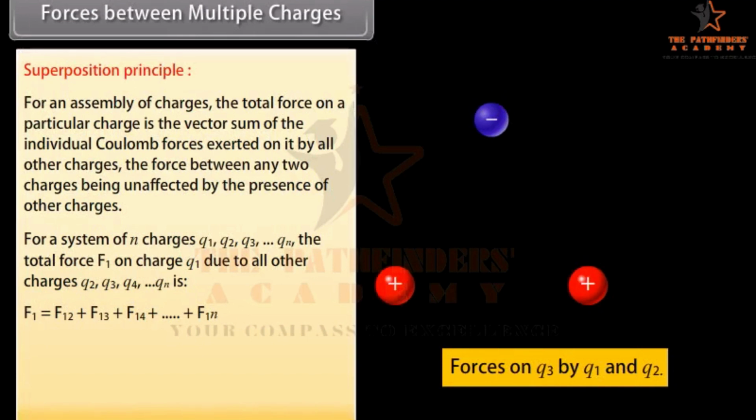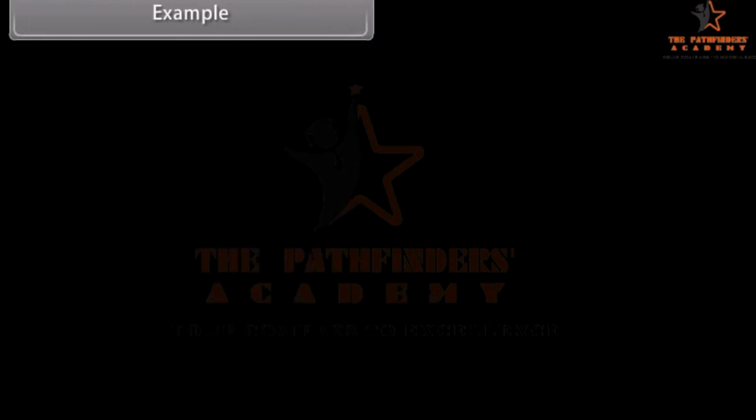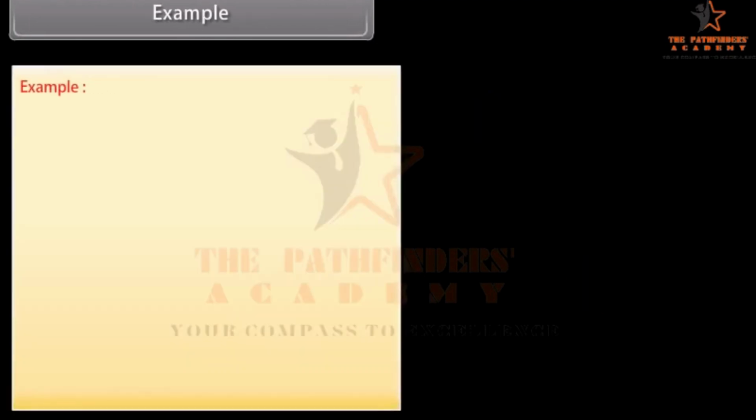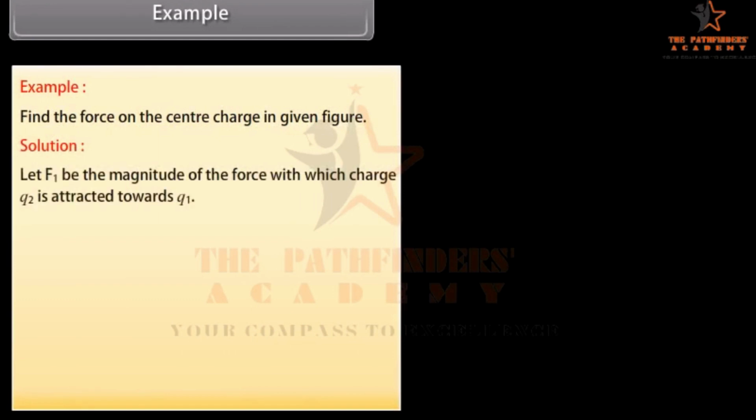This equation can be written as... Example. Let's take an example on Coulomb's law. Find the force on the center charge in given figure. Let's see the solution. Let F1 be the magnitude of the force with which charge Q2 is attracted towards Q1. We know that F1 is equal to 1 upon 4 pi epsilon naught multiplied by Q1 Q2 upon r square.